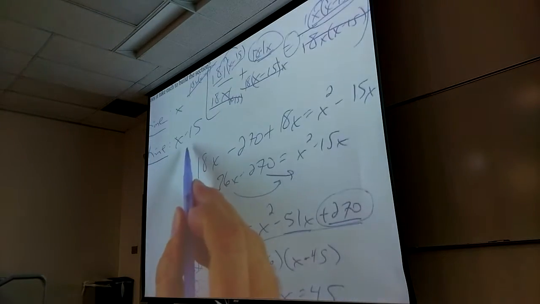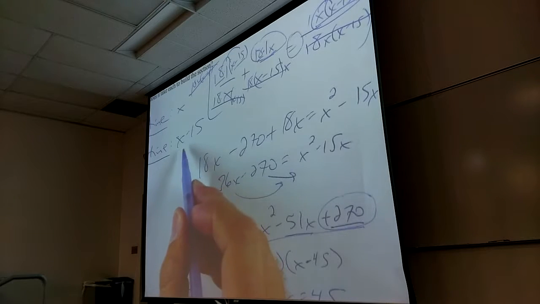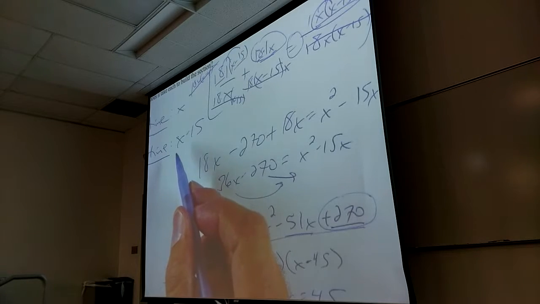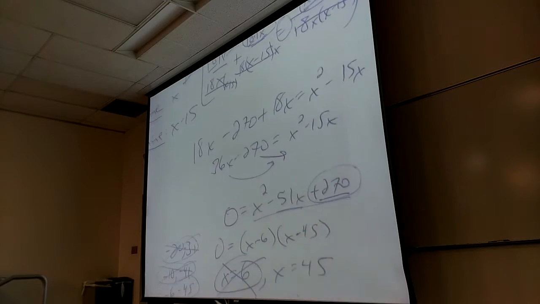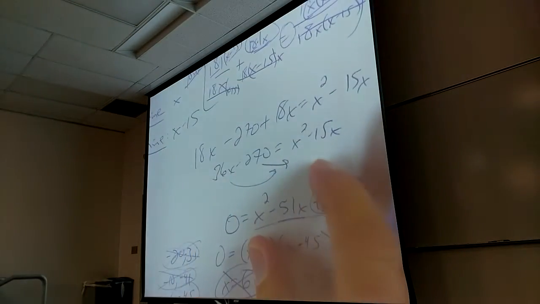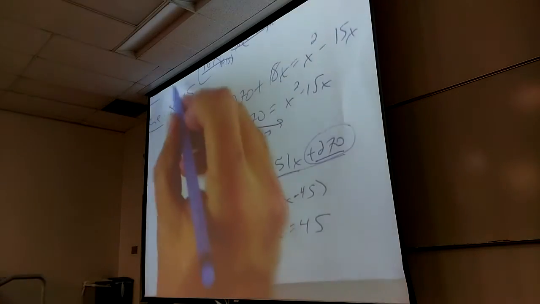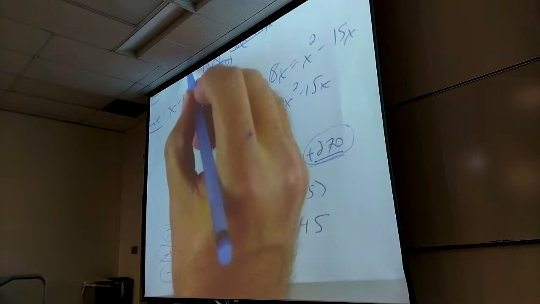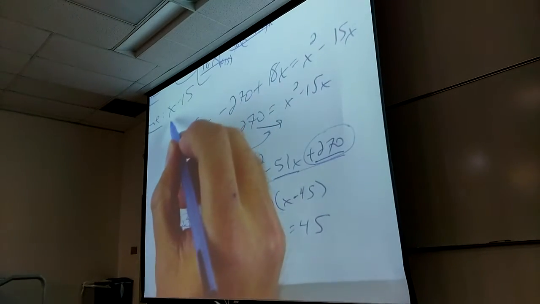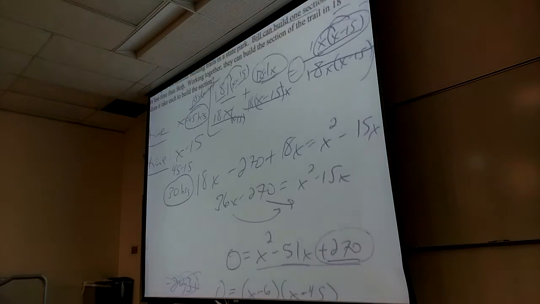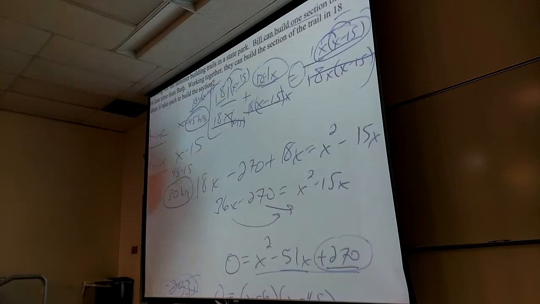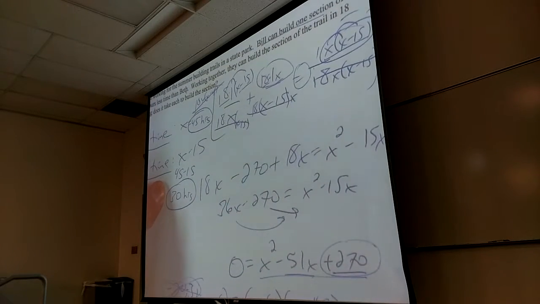Why is 6 not good? Because if Beth's time was 6 hours, what would Bill's time be? Negative 9. So 9 hours before he got there, he was done. Again, math doesn't know that this is a real world problem. Math is like, this number works, and we're like, that's nice, math. That does not make it work in the real world. So we throw that out. So x is 45. Beth's time is 45 hours, and Bill's time is 30 hours. So Beth working alone could have done it in 45. Bill working alone could have done it in 30. Together they do it in 18.